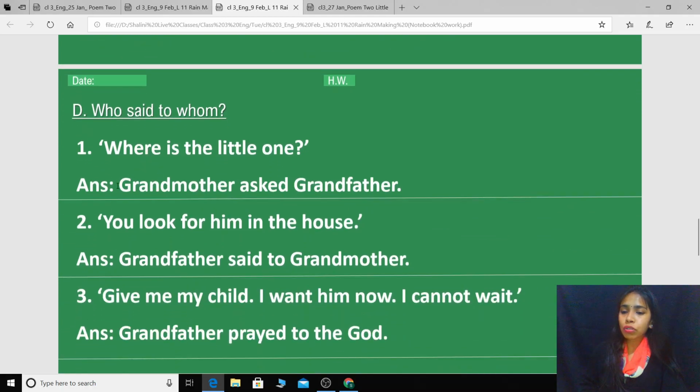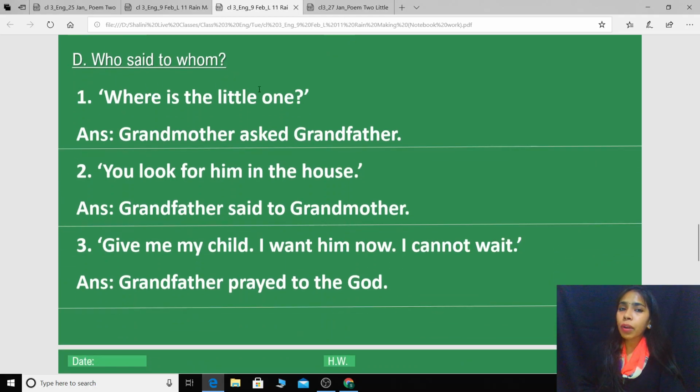Now, who said to whom, children? So, there are only 3 who said to whom. इनमें से तो definitely आपको कोई तीनों ही आ सकता है या कोई 2 तो जरूर आएगा, ठीक है? Where is the little one? Who said this, children? Grandmother said this to grandfather. She asked this to grandfather. You look for him in the house. Who said this, children? Grandfather said to grandmother. He replied, right? Give me my child, I want him now, I cannot wait. And it was said by grandfather while doing the prayer. So grandfather prayed to God, right?